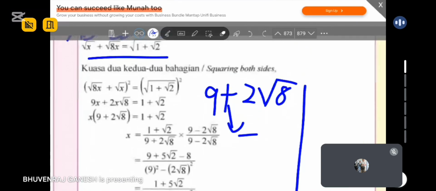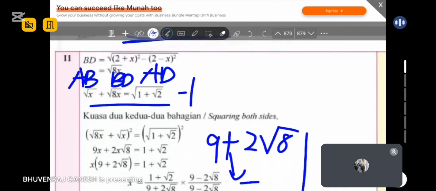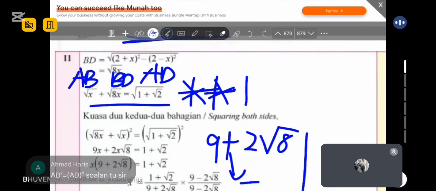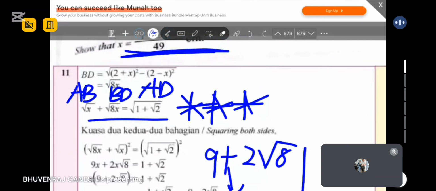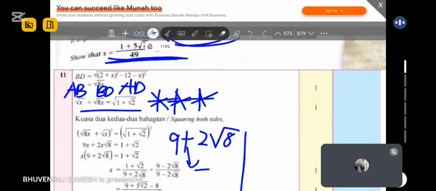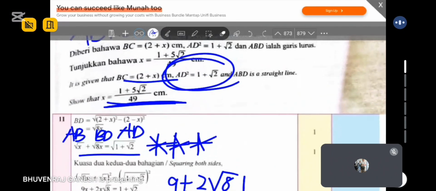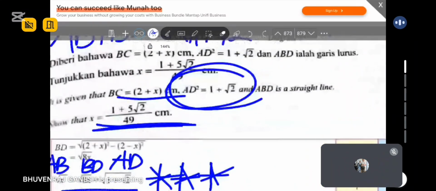Idea ke atas sahaja susah. This idea guys. This idea is the hardest. Yang ni paling susah. If you don't get this one, you cannot do the question. Habis. Okay, walaupun kamu tahu semua tentang surd, masih tak boleh. AD square equal to AD kuasa 2.